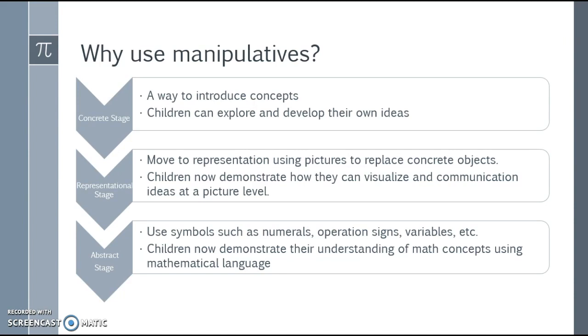Then we're going to move on to the representational stage, where we use pictures to replace concrete objects. So children can now demonstrate visually and communicate their ideas at a picture level. And then finally, as children get older, almost in middle school, we're going to use symbols like numerals, operation signs, and variables so that children can demonstrate their understanding of math concepts using actual math language. So all 3 of these stages are important to the learning.